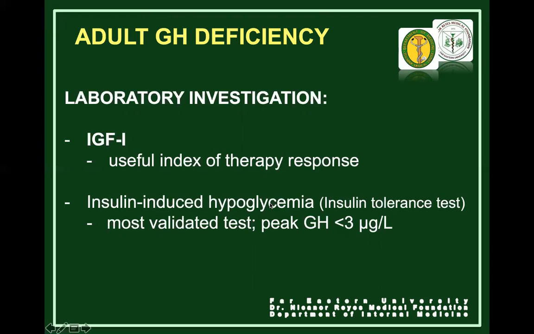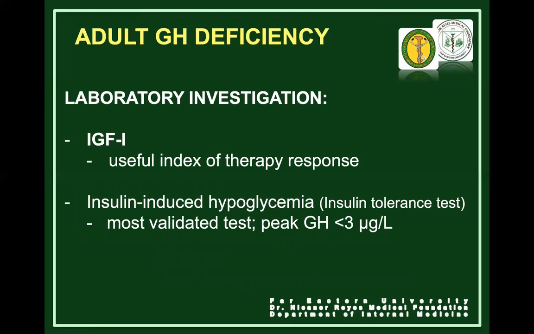As I've mentioned earlier, the dictum for somebody who has deficiency is you try to stimulate them. So you try to stimulate growth hormone by making the patient hypoglycemic, and you do the insulin tolerance test. Usually you have to drop the glucose to the hypoglycemic range, and then you get the growth hormone level. If the growth hormone level doesn't peak beyond 3, then this is adult growth hormone deficiency.